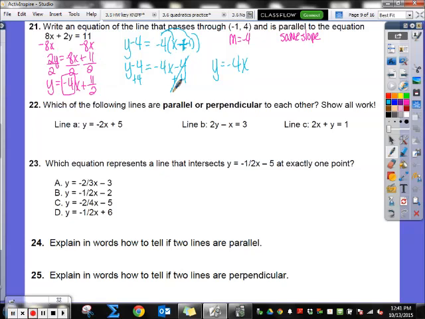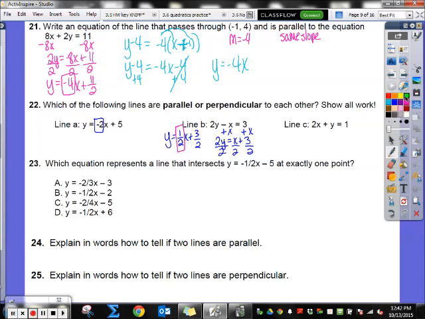22, which of those lines are parallel or perpendicular? And the reason it says to show all work is because you cannot tell unless those equations are in slope-intercept form. So line A is fine. I can easily tell my slope is negative 2. I can't tell in line B, so I would have to get my equation in slope-intercept form. So we would have y equals 1/2 x plus 3 over 2. So my slope of line B is 1/2.